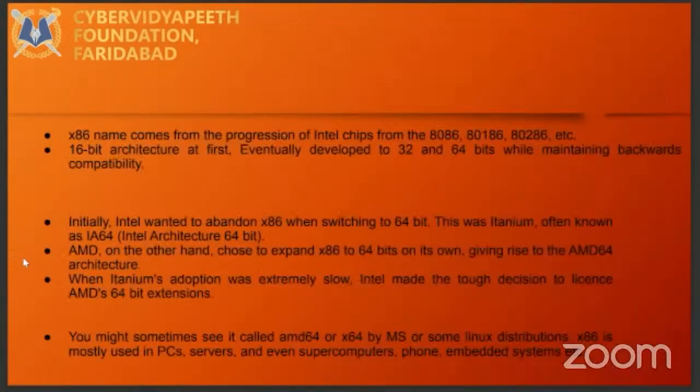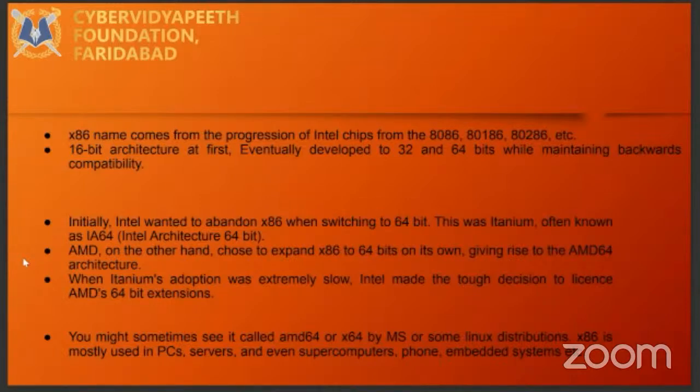Some points to note is that x86, the architecture made by Intel, takes its name from the progression of the early Intel chips such as 8086, 80186, 80286. So the x value used to be some number and then there used to be 86. This is how Intel used to develop their processors back in the day, hence the name. Initially we had very small architecture, and then we went to 8-bit, 16-bit, 32-bit, and then we had 64-bit.